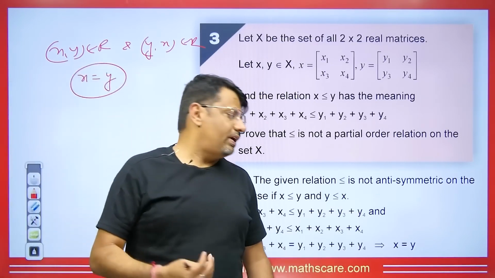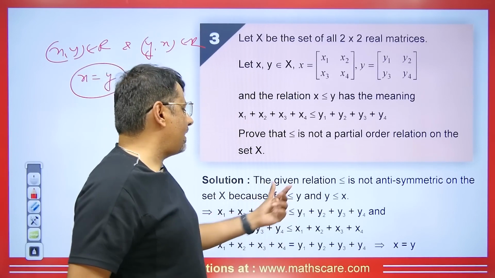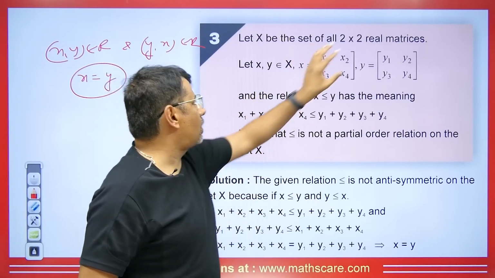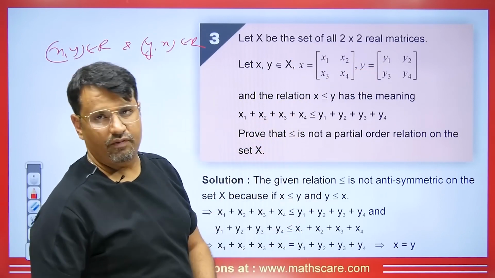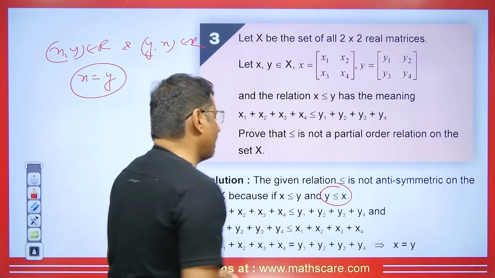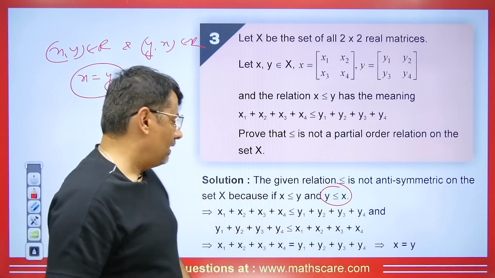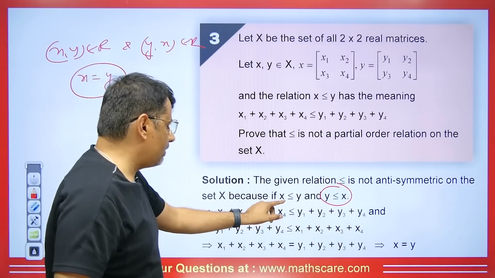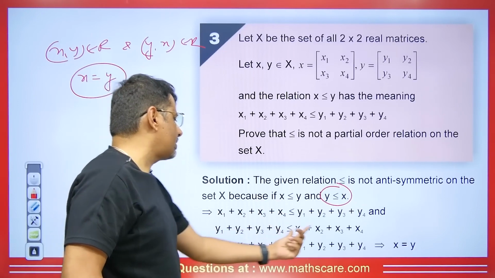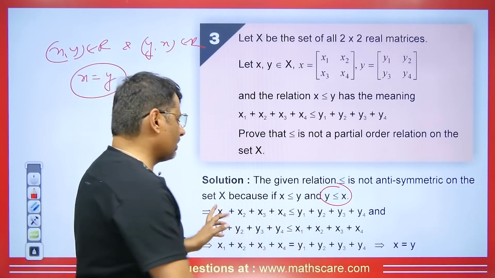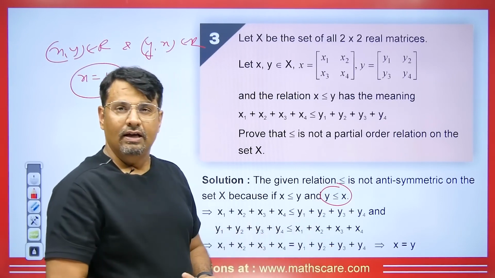That's what we are going to show here. If I take x is less than or equal to y, then the sum of the 4 elements in x will be either smaller or equal to the sum of the 4 elements in y. If I take y is less than or equal to x, then the sum of these 4 elements will be equal to the sum of these 4 elements, which means the two sums are equal. This one is less than that and this is also less than that, which means these two are equal.